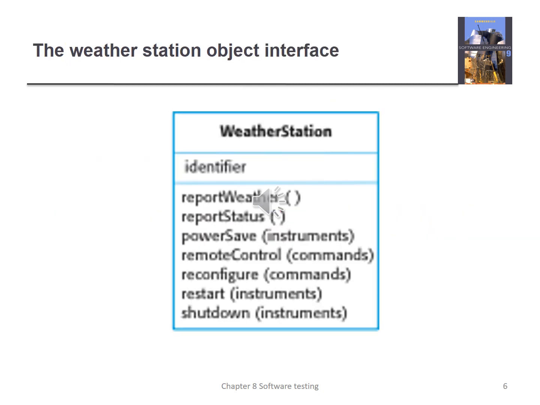If we look at the weather station class, we see some of the identifiers and the functions they do: report weather, report status, power save, remote control, reconfigure, restart, shut down. Of course, we write a test case for each of these, or a sequence of these. Like you report, then probably you reconfigure, then you restart, you shut down, and then you restart and shut down again to see if the shutdown and the restart really work. Those are some kinds of test cases.